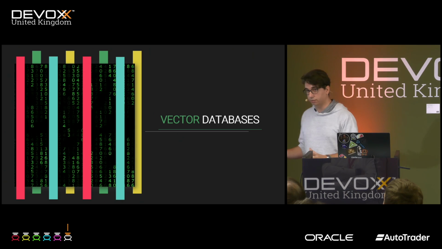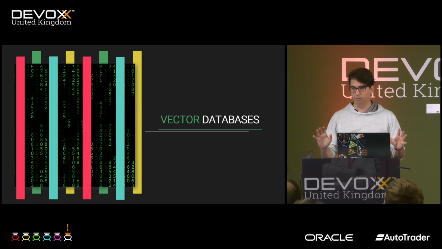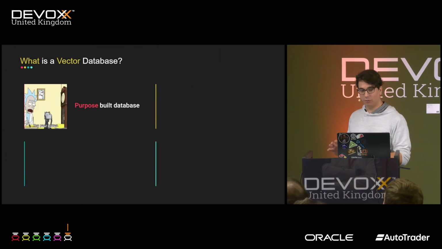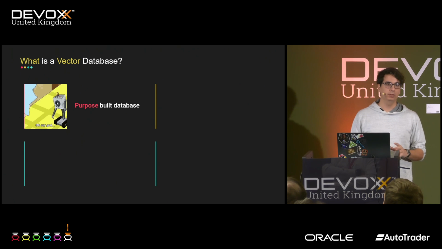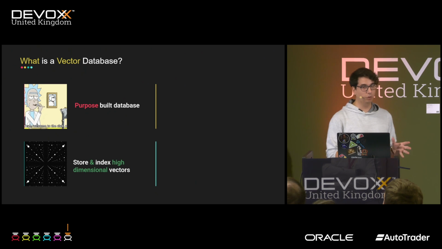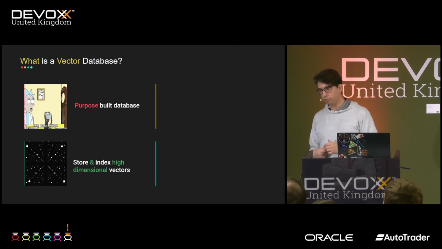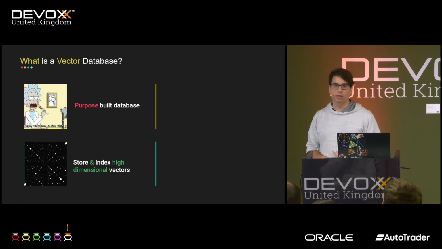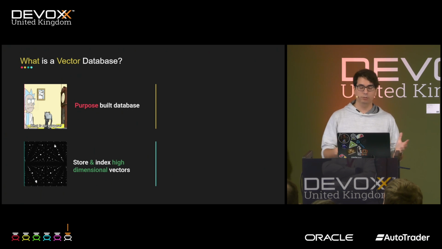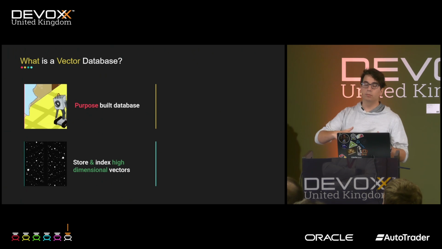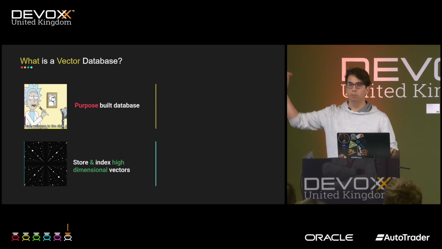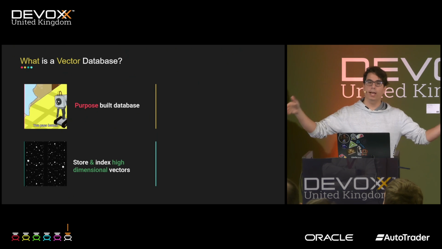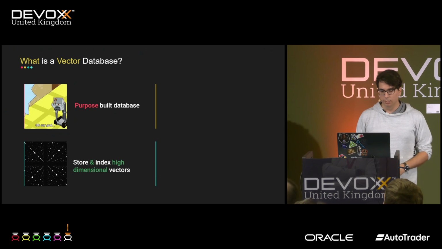Then we have vector databases. Everybody knows what a database is, right? Great. But what is a vector database? It is a purpose-built database. It has one purpose, and that purpose is to store and index high-dimensional vectors. With high-dimensional, you can think maybe 1024 dimensions, sorry. But there are some databases that will go up to a million dimensions, for example. And the more dimensions a vector has, the more accurate the representation is, of course, right?